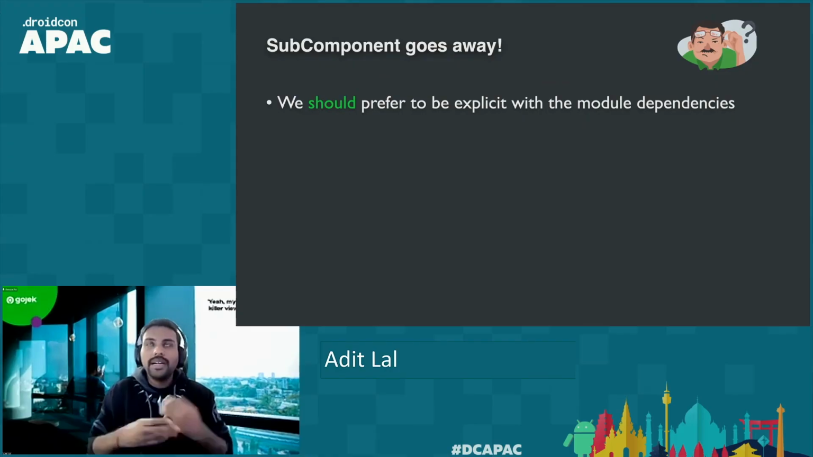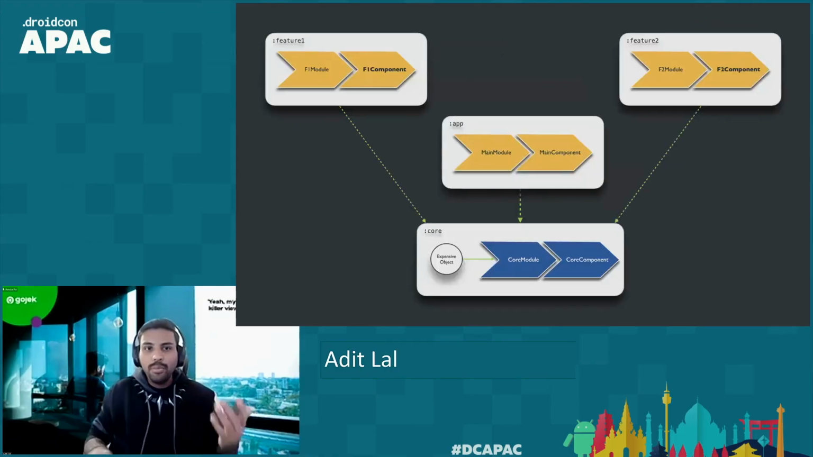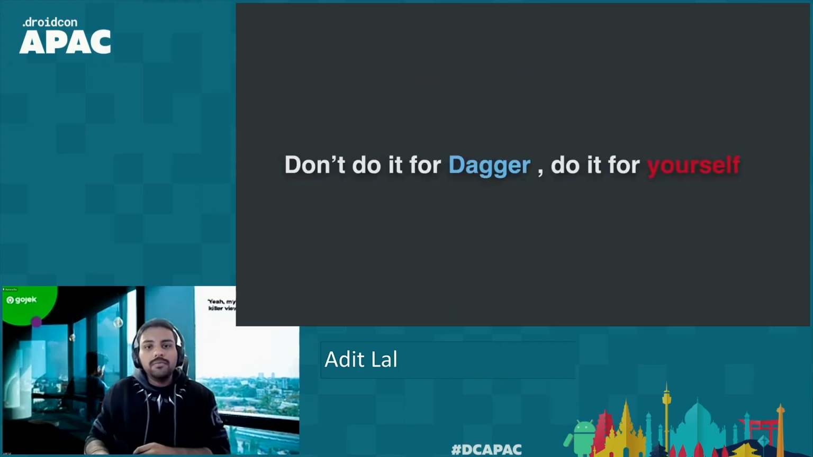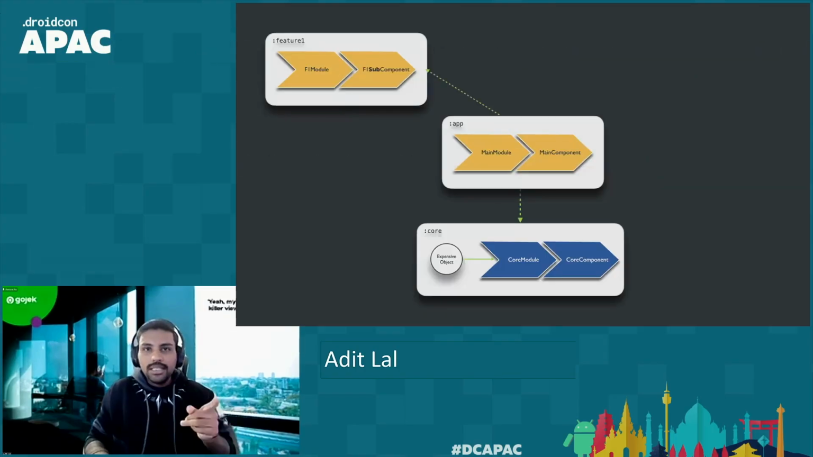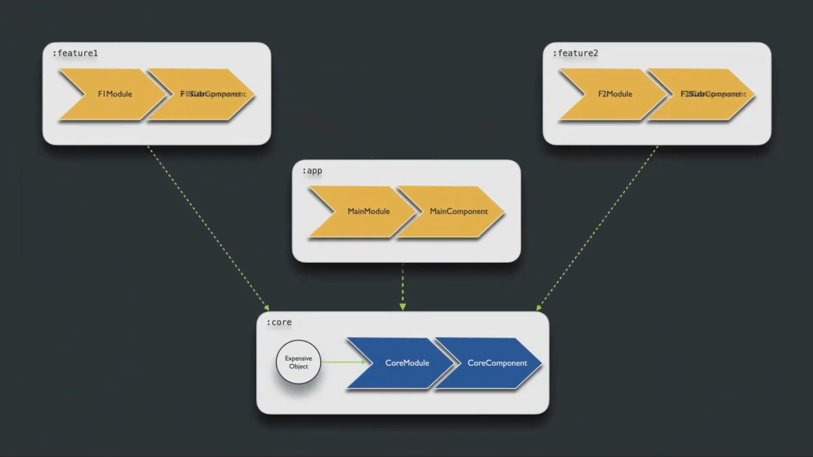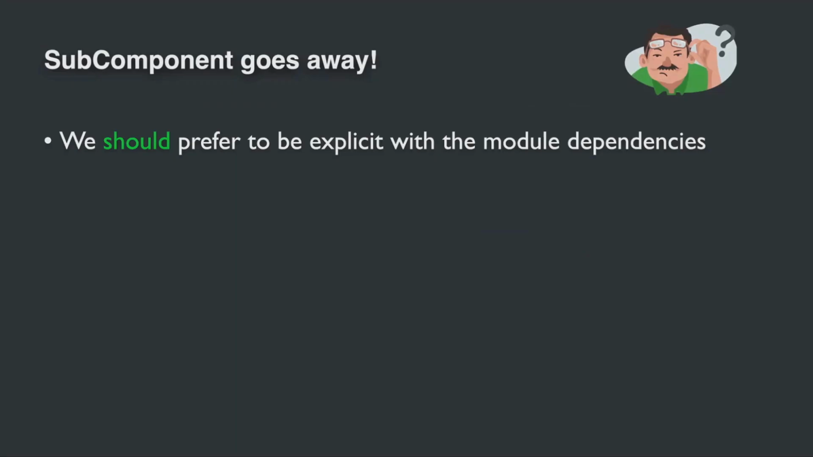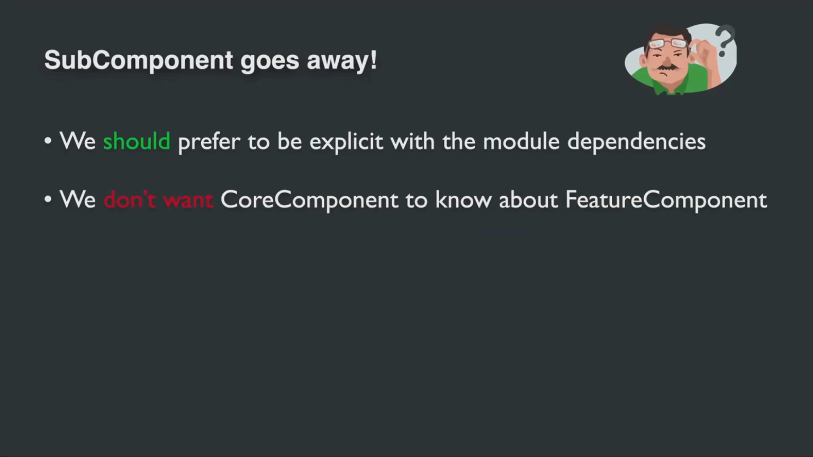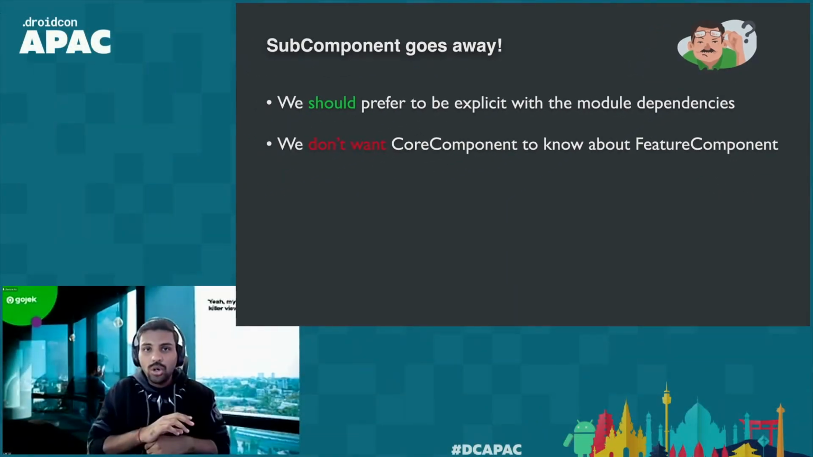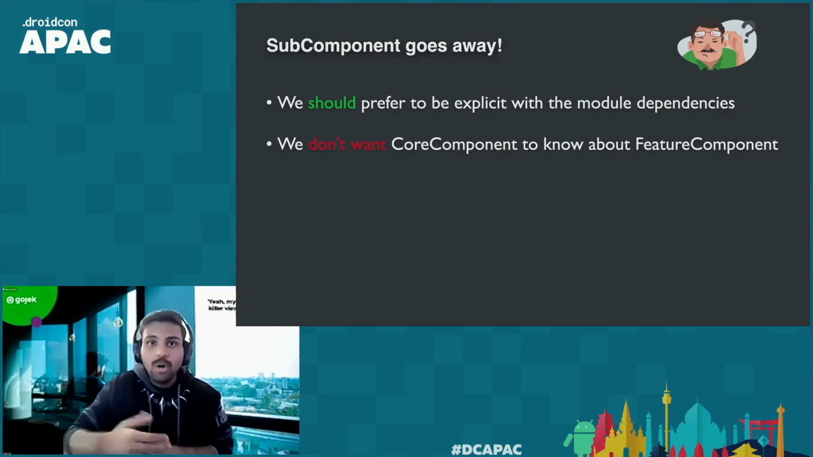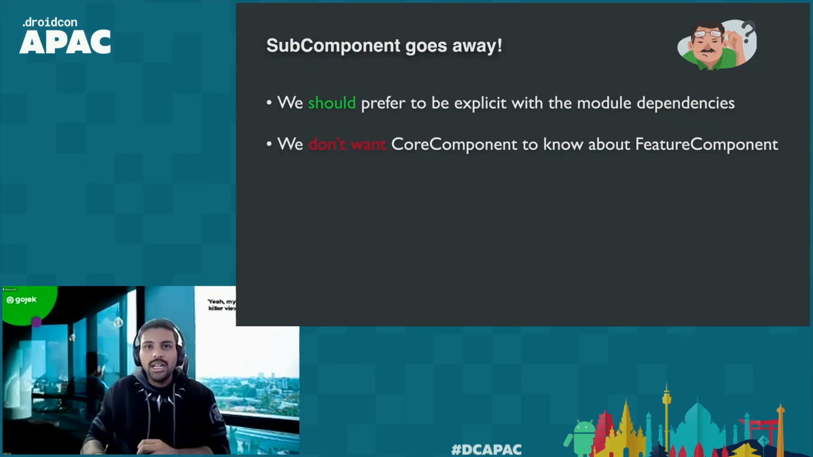So imagine writing a feature one subcomponent. If I go back to a previous slide, you'll realize there's a slight difference here: there is a subcomponent versus something called a component. The difference is that a component doesn't need to know anything about what it's dependent on. It can get the graph at runtime. Next, we also don't want to write a core component that knows about a feature component. When you write subcomponents, the core component, the dependency for the subcomponent, will know too much about the feature. And that is not what we want.